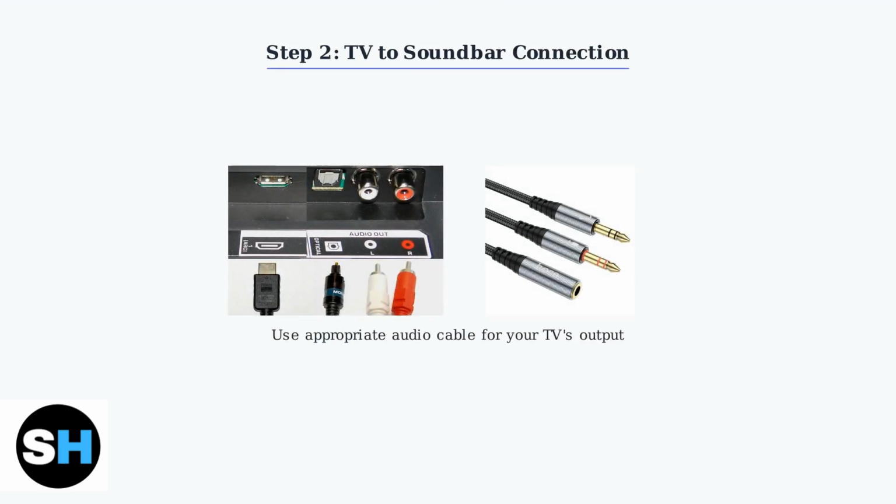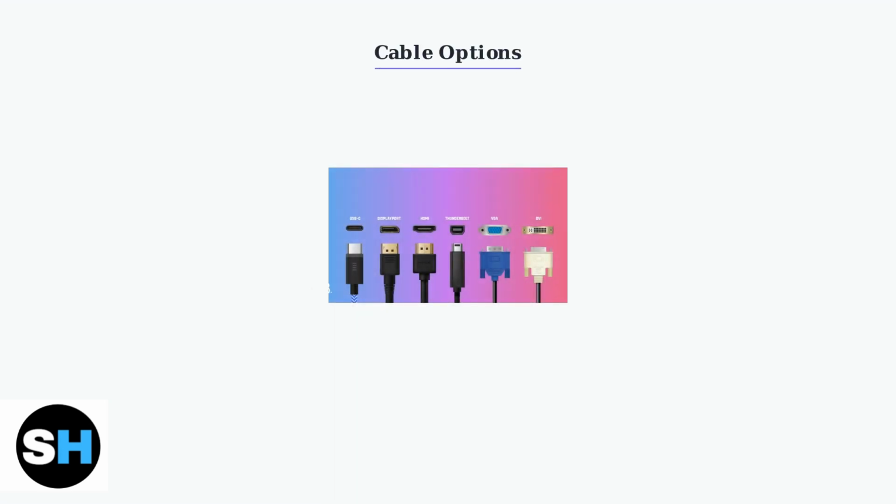Step 2. Connect your TV or monitor's audio output to the Leviathan V2 X. Most displays have a 3.5mm headphone jack, optical audio output, or RCA audio outputs that you can use. You have several cable options depending on your TV's available outputs. The most common are 3.5mm audio cables, optical audio cables, or RCA cables for older displays.